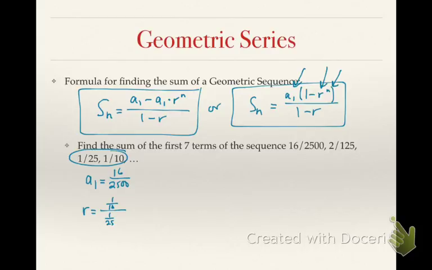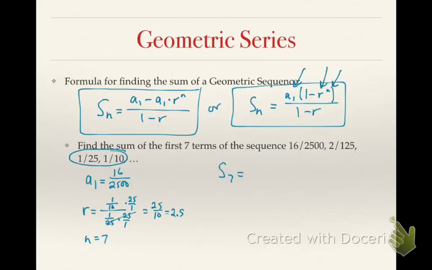Remember, with our work with complex fractions, I can multiply top and bottom by the reciprocal of the bottom, or by a common factor. Notice if I do that, then I just get 25 over 10, which is 2.5. So the common ratio is 2.5. And I know the number of terms is 7, so I have everything I need in order to find the sum of the first 7 terms.